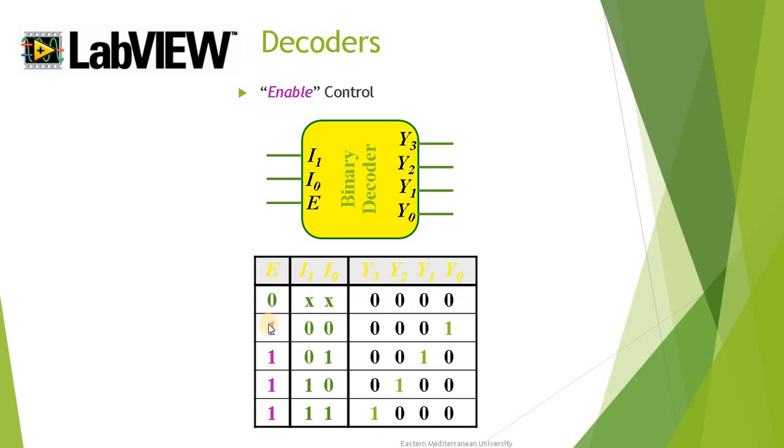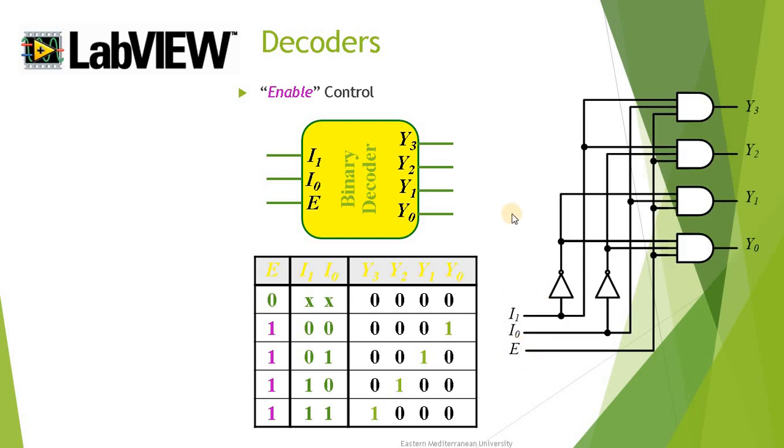But if you enable your line decoder by placing 1 on your E, and you place 0, 0 on I0 and I1, you turn on your Y0. 0, 1, you turn on your Y1, and so on. The circuit to implement this 2 to 4 line decoder is shown here. To build a 2 to 4 line decoder, you would need four 3-input AND gates, in addition to 2 inverters.